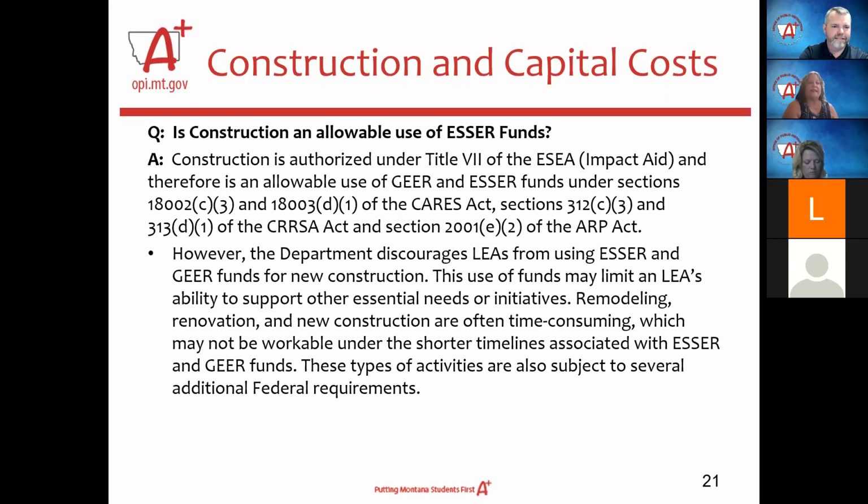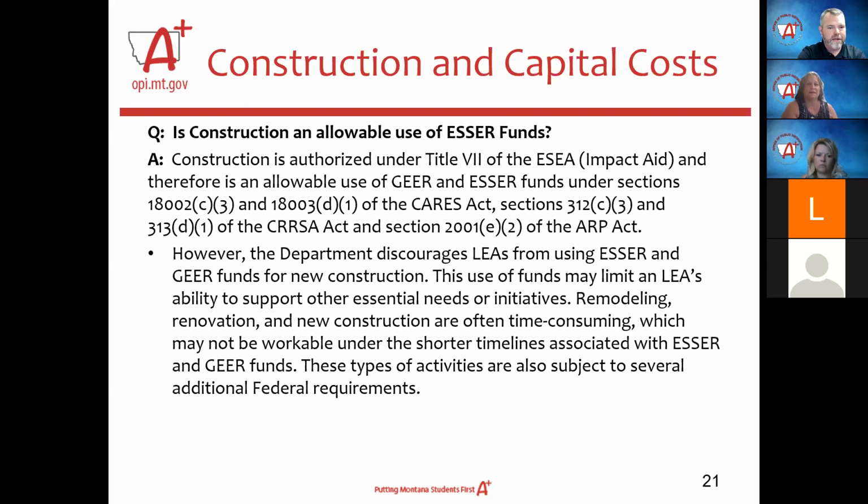Is construction an allowable use of ESSER funds? Construction is authorized under Title VII of the ESSA, Impact Aid, and therefore is an allowable use of GEER and ESSER funds under the following sections of the CARES Act and the CRRSA Act, as well as the ARP Act. So you can see the specific sections there.